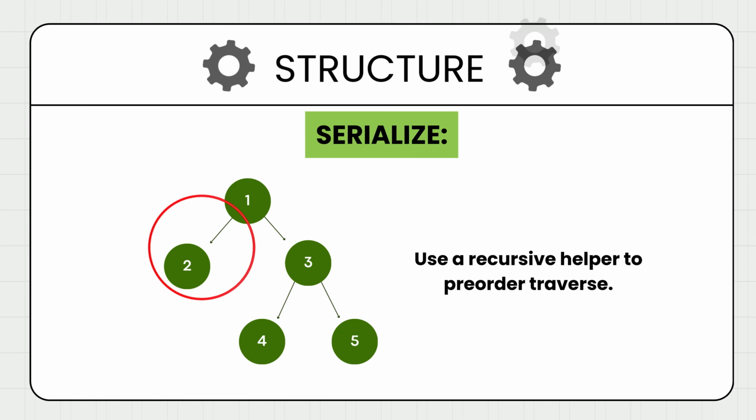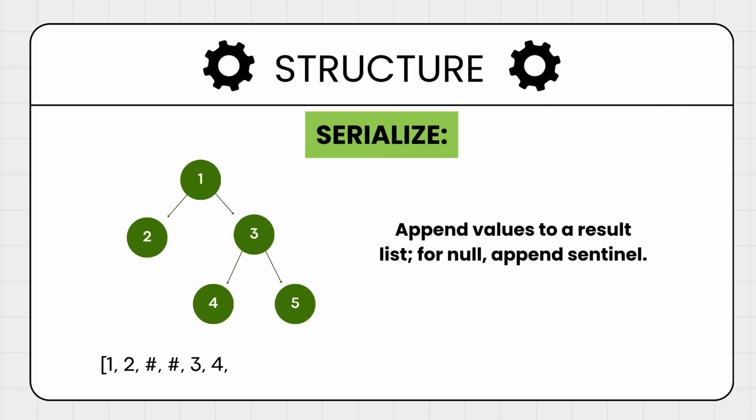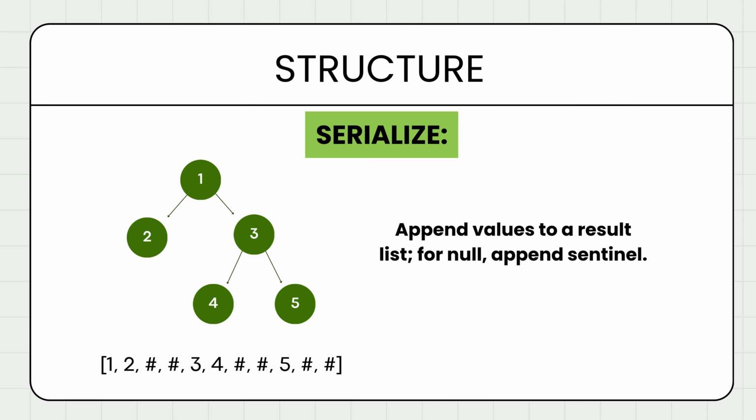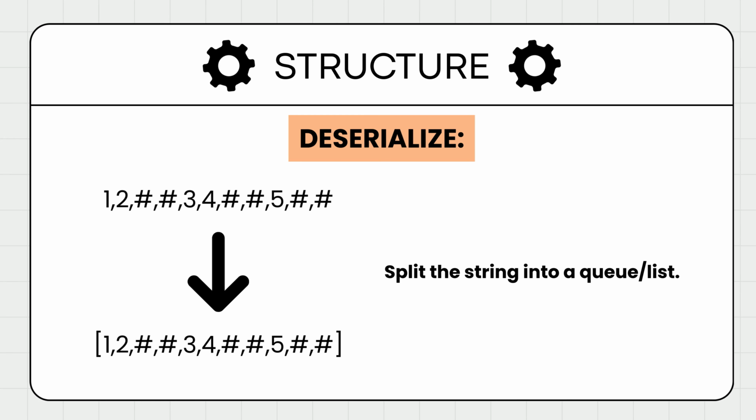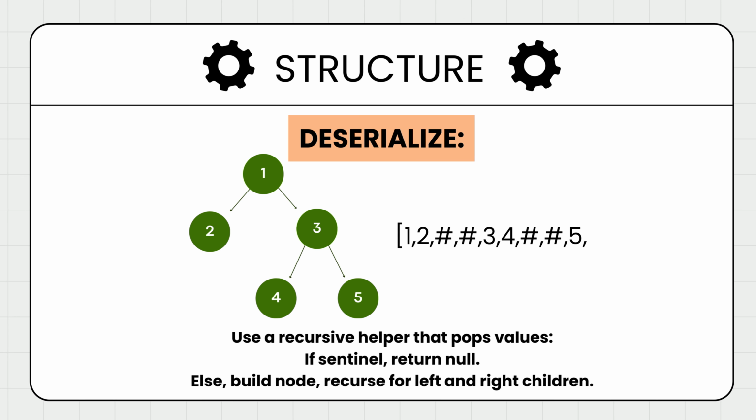Here is the structure. Serialize: use a recursive helper to pre-order traverse. Append values to a result list. For null, append the sentinel. Join the result list into a string. Deserialize: split the string into a queue or list. Use a recursive helper that pops values. If sentinel, return null. Else, build the node. Recurse for the children.